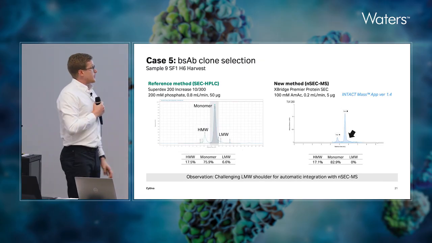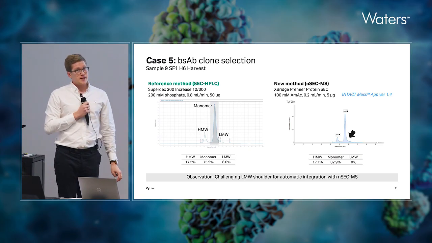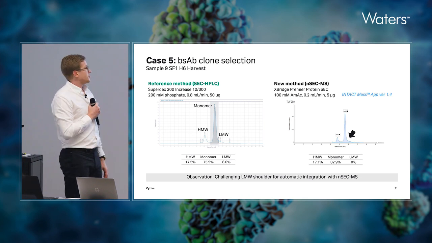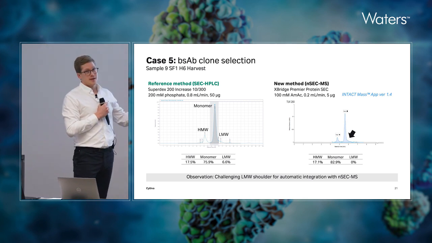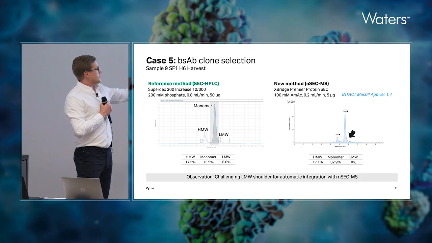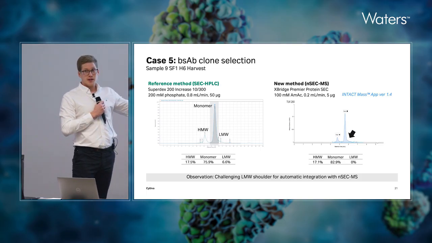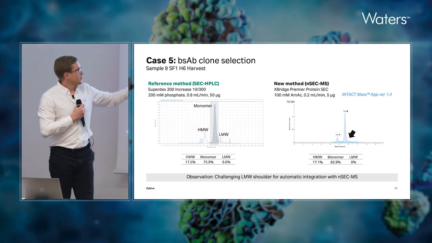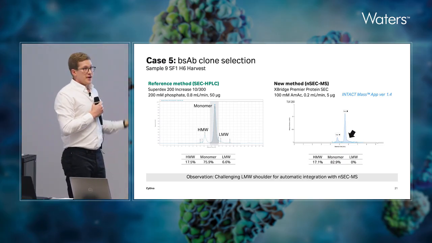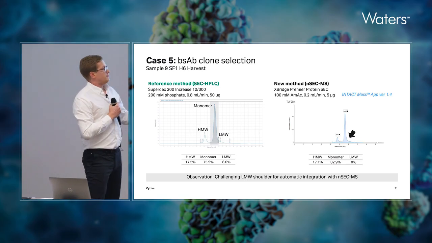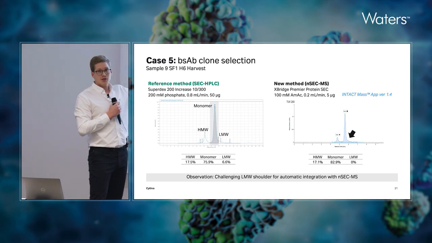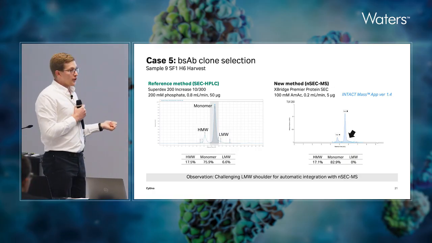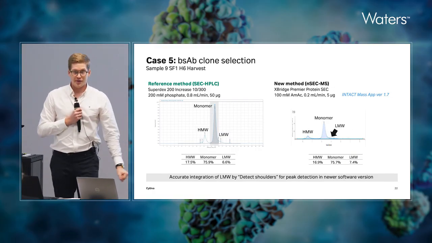The challenge here, since we're limited in using ammonium acetate, is to get really nice separation and resolution between our peaks. And it can be very challenging to have the monomer and low molecular weight separation. This is done manually, so here we can select where we're going to split the peaks. It's pretty easy to detect this shoulder and assess the low molecular weights. What we're using on the BioAccord is automatic integration, and it's very challenging for any software to pick up that shoulder. This was not possible in the Intact Mass app version 1.4, but it is in 1.7.